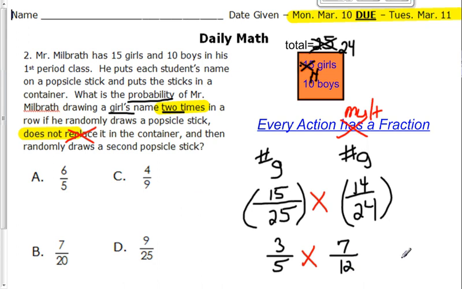But remember, I can reduce any top with any bottom. 3, 5, and 7, those are all prime numbers. But I can reduce the 3 with the 12. 3 goes into 12 4 times. So 3 goes into 3 1 time. So 1 times 7 is 7. And 5 times 4 is 20. So my answer here is 7 out of 20.